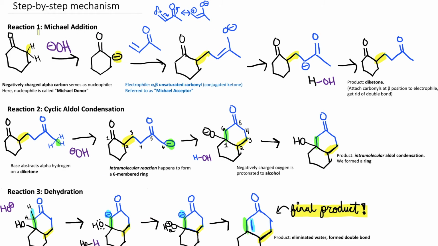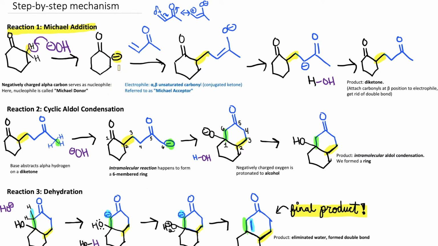So Robinson annulation is going to happen in three steps. The first step being Michael addition. The first thing that's going to happen with any chapter 22 reaction in general is we're going to have a base abstract our alpha hydrogen, leaving this carbon behind with a negative charge. This negatively charged carbon is a good nucleophile, which in Michael addition is referred to as a Michael donor because it donates electrons towards our electrophile, which is called the Michael acceptor.